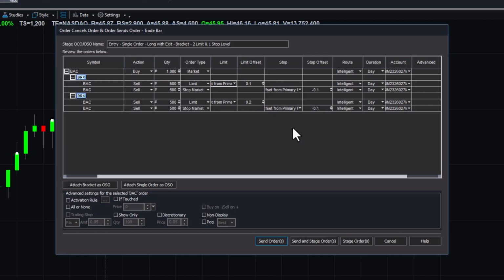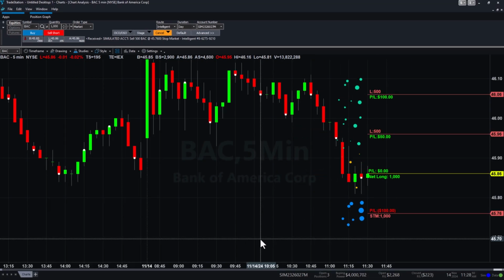As you finalize your settings, note how your targets and stops are configured. For example, setting the first profit target at 10 cents and the second at 20 cents above your entry. Your stop loss might be set 10 cents below, and it automatically adjusts to the remaining shares if a target is filled, helping you manage risk dynamically. Once everything is configured, sending the orders puts your plan into action.